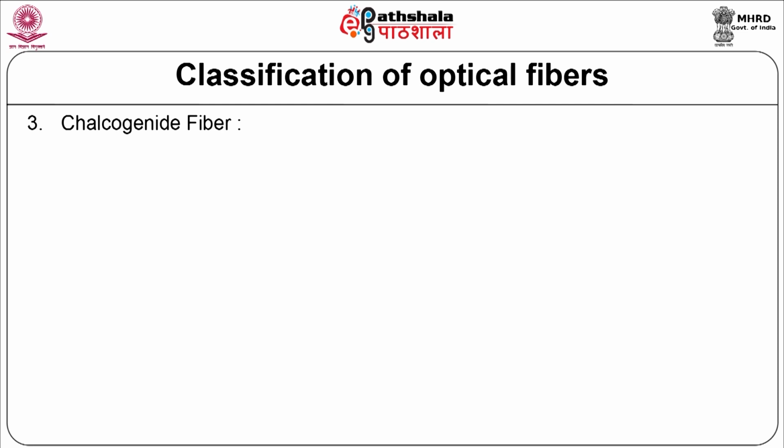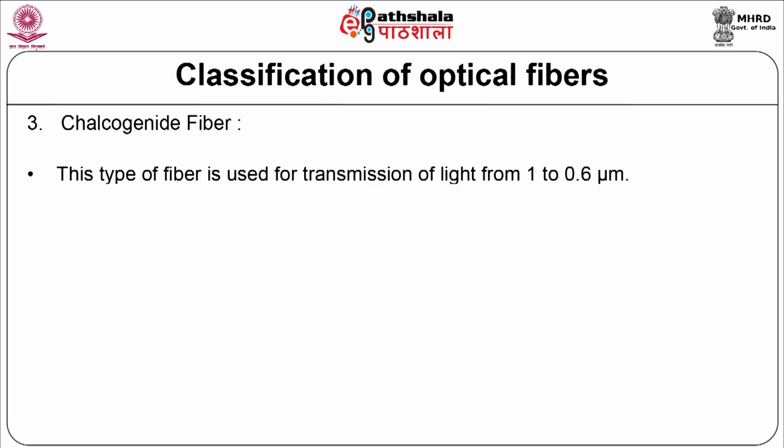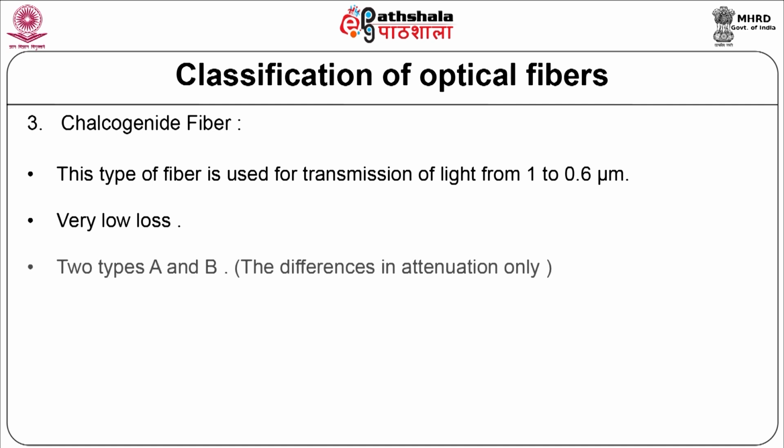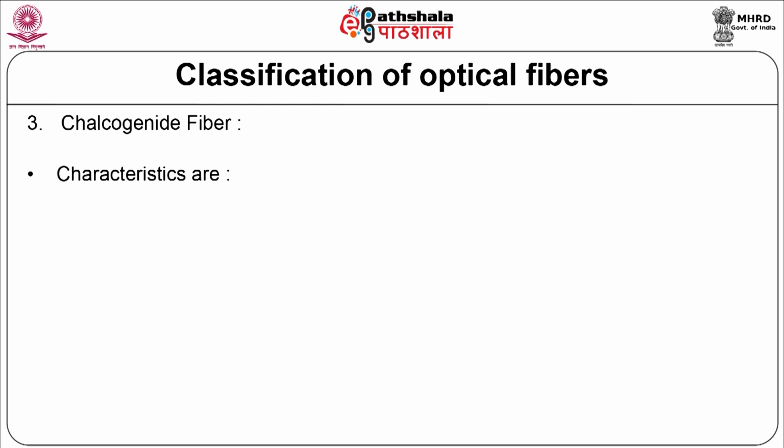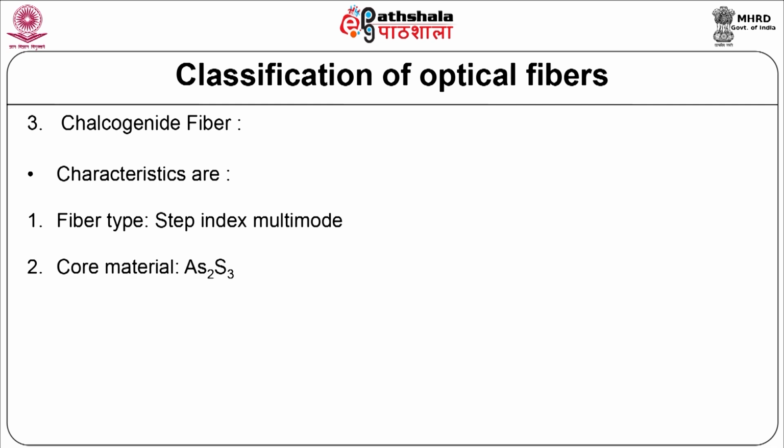Next is chalcogenide fiber. It is used for the transmission of light from 1 to 0.6 micrometer range. Low cost. There are two types of this chalcogenide fiber, A and B. The difference is in the attenuation. The characteristic features are: the type of the fiber used is step index multimode. Core material is As2S3. Cladding material is AsxS1-x.